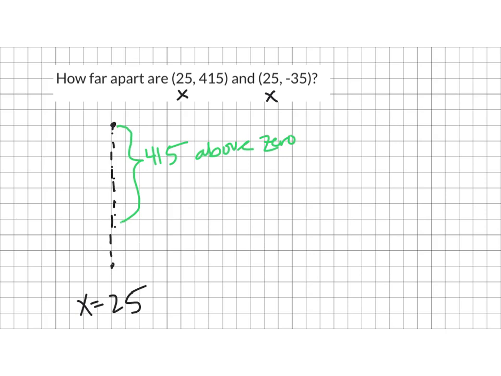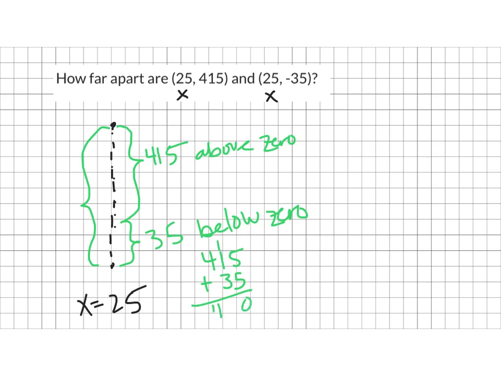And I know that the second point is 35 below 0. So that must mean that all together, I just need to add them. I need to do 415 plus 35. When I do that, I get 450. So my answer here is 450 units.